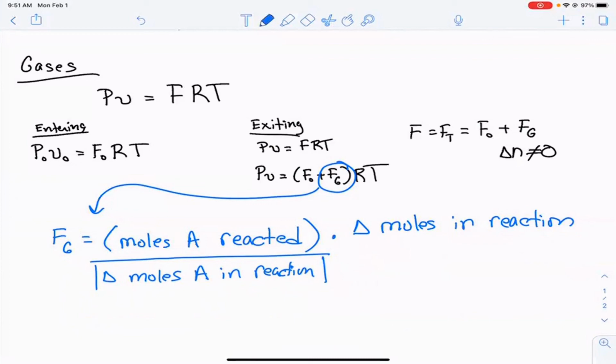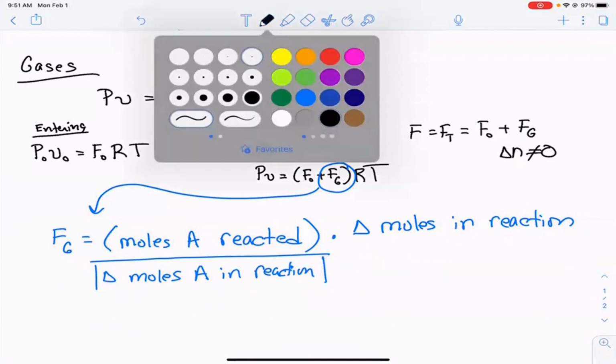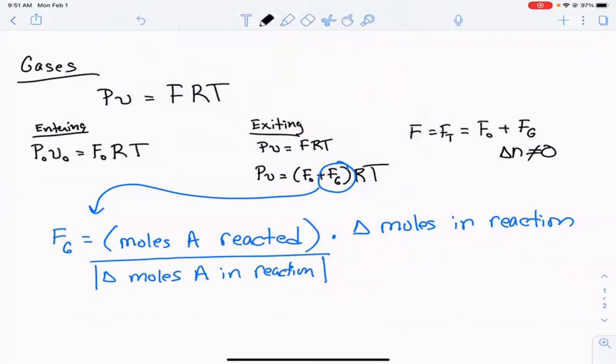Either way that makes sense to you, please go ahead and take that. I like it the first way. I also could see how this way can make a little bit more sense.